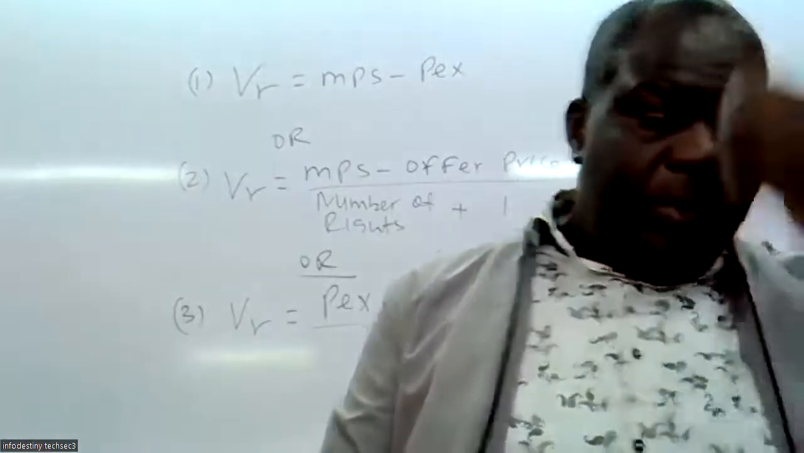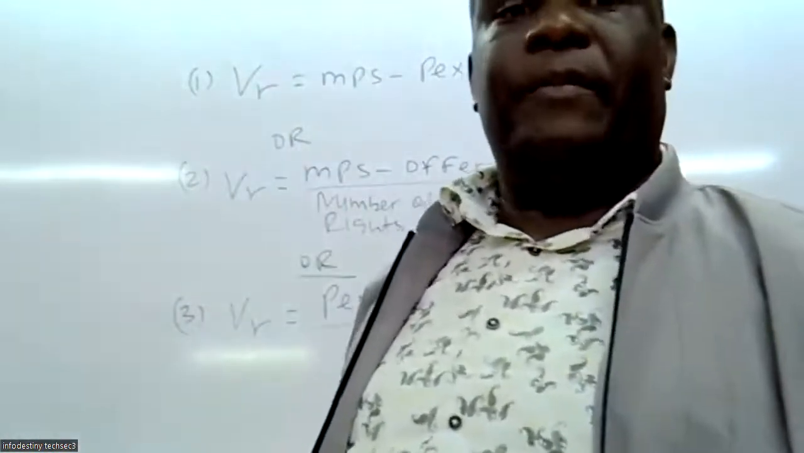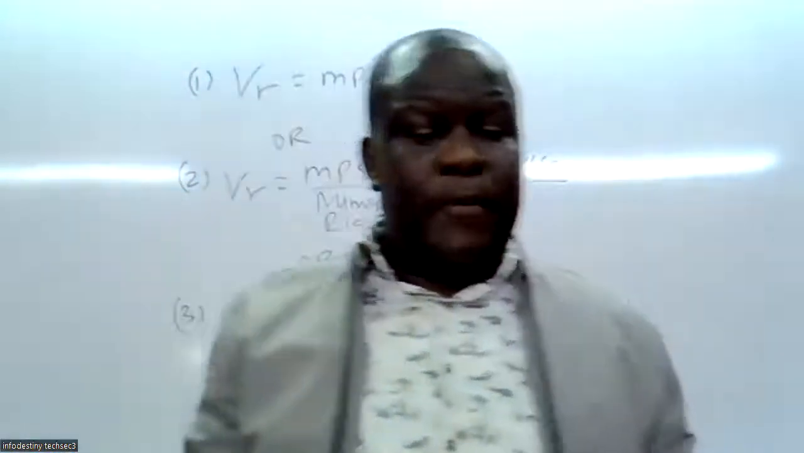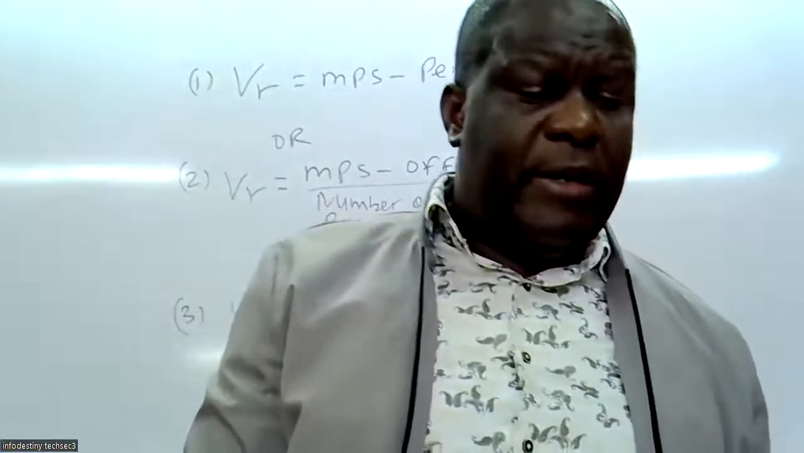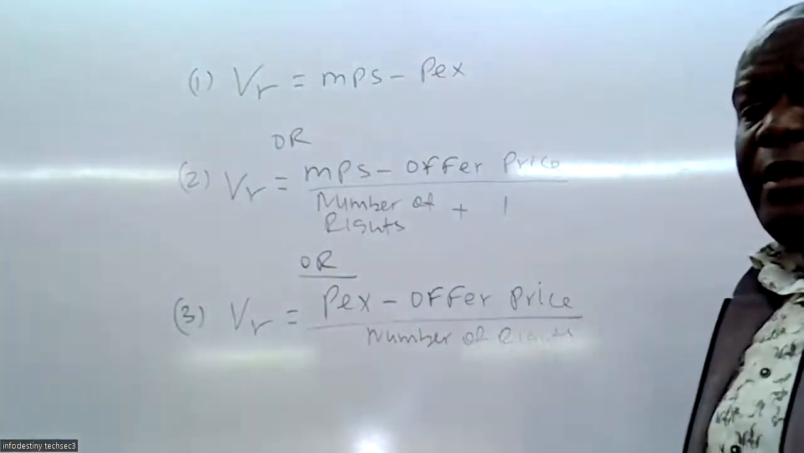Another paragraph, we note that when evaluating the 3 options, the investor should consider, Roman letter 1, his percentage of ownership before and after the rights issue.